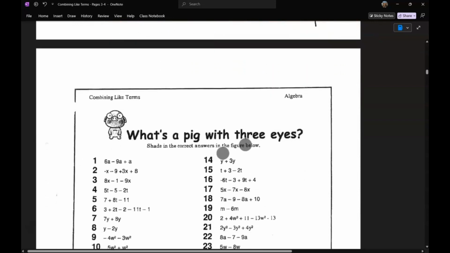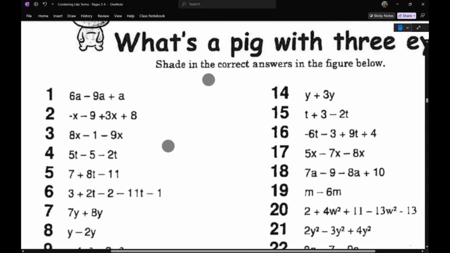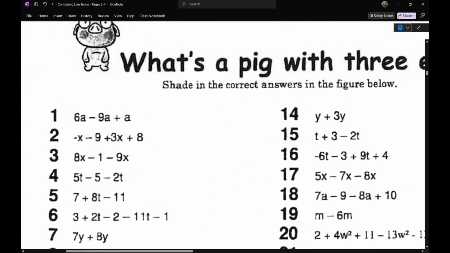The next page is what you're going to work on next. What's a pig with 3 eyes? To work this puzzle, you're going to do what we just did, and then you're going to find your answer at the bottom. I'll do a couple with you to get you started, and then you'll unpause and keep going on your own.